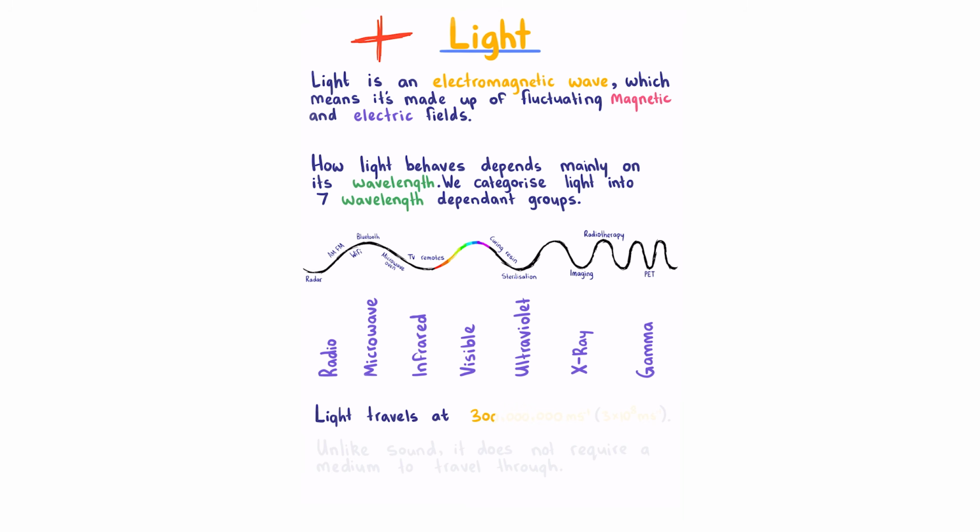Light travels at 300 million meters per second, or 3 times 10 to the 8 meters per second. Unlike sound, it does not require a medium to travel through, and so it can of course travel through space.